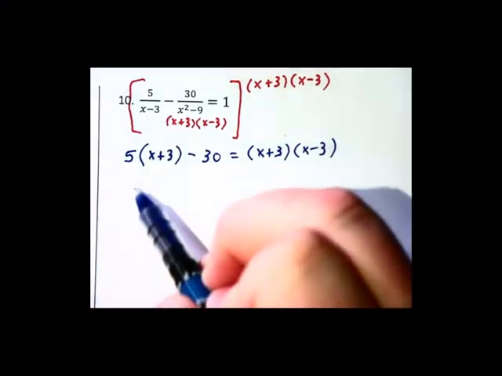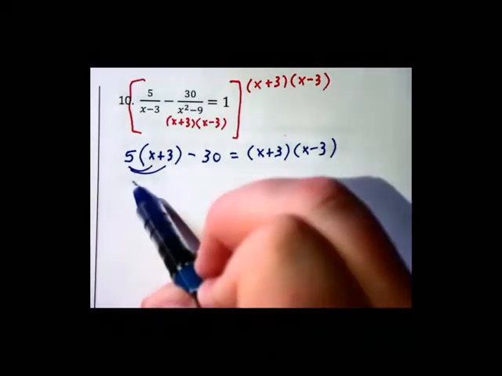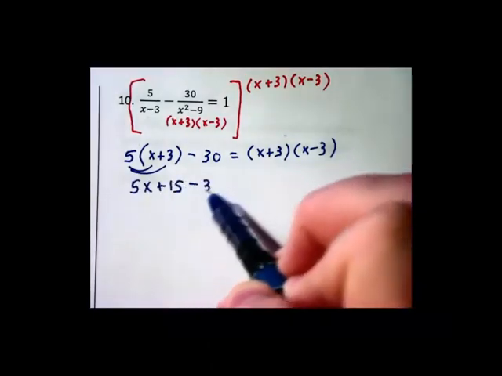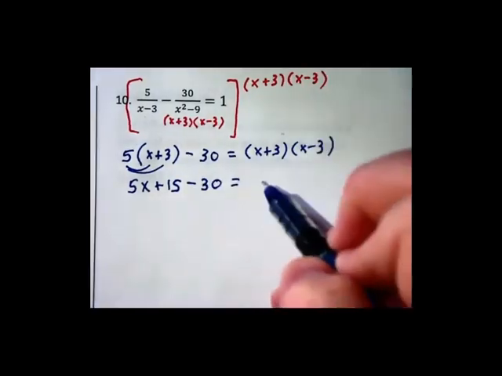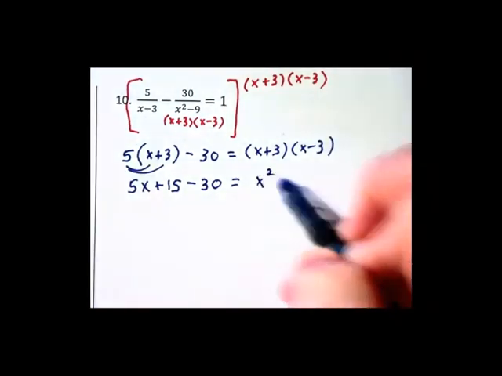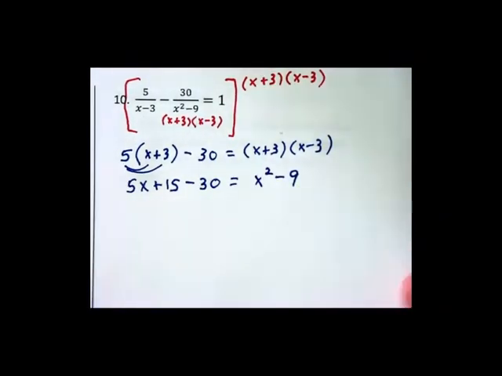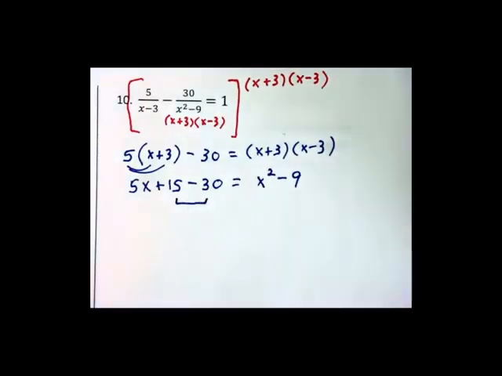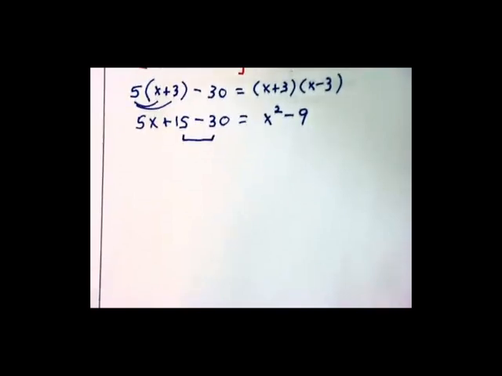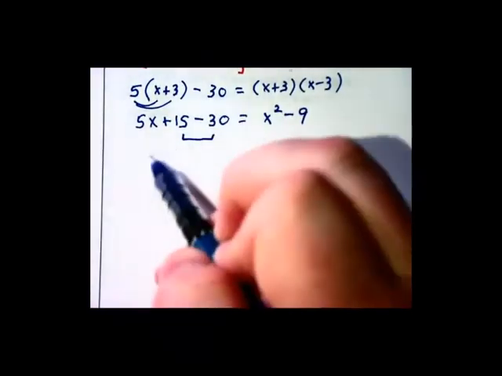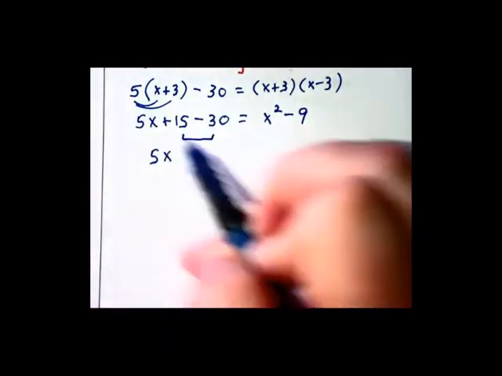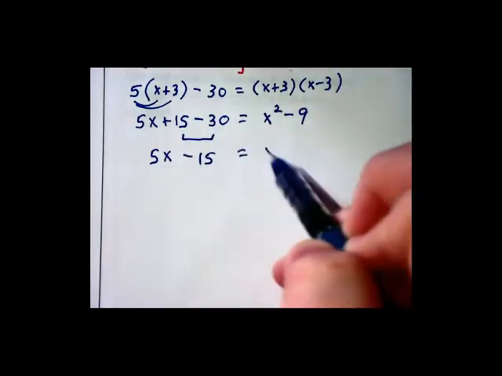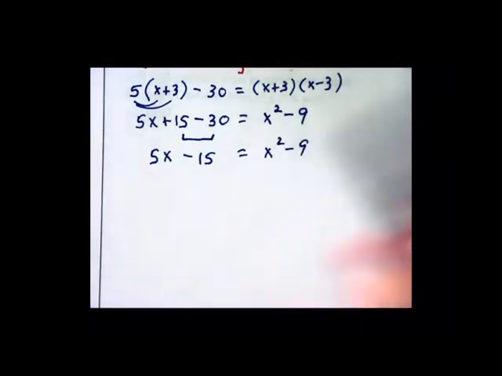We're going to distribute the 5, giving us 5x plus 15, then minus the 30 from the line above, equals, and the difference of two squares multiplies together, x squared minus 9. I'm going to combine some like terms on the left side of the equation. Let me move that up as I do so. 5x, now plus 15 and minus 30 make minus 15, equals x squared minus 9.